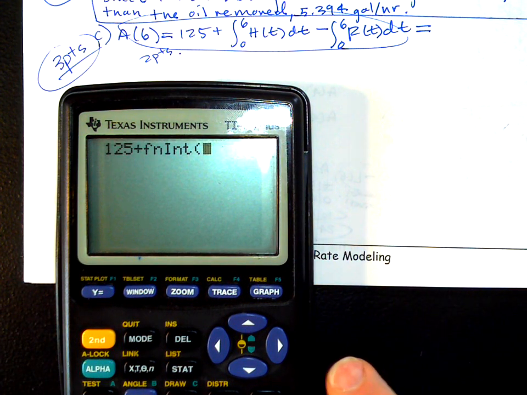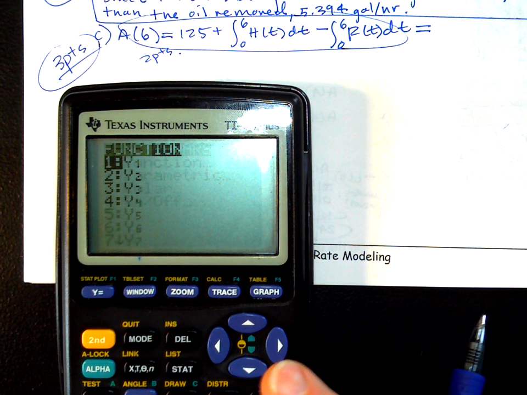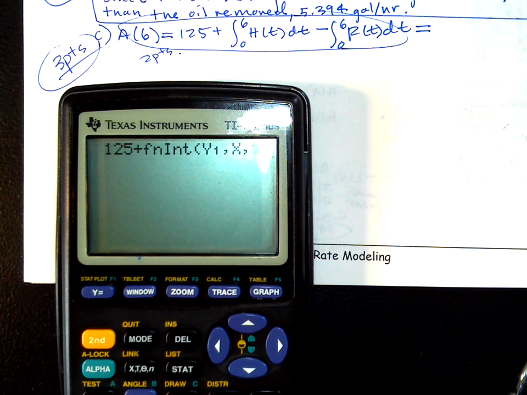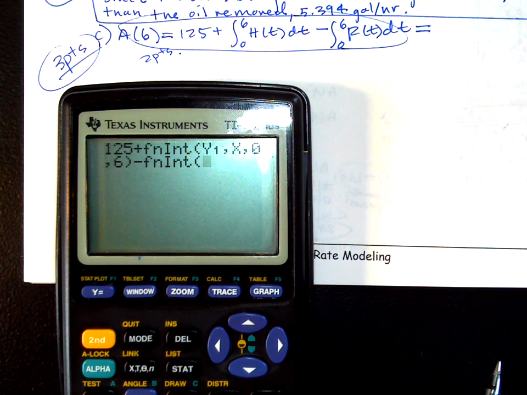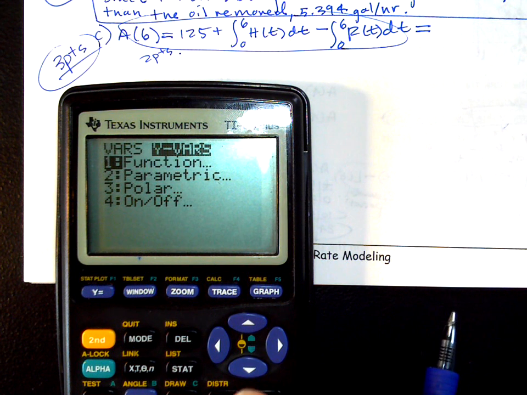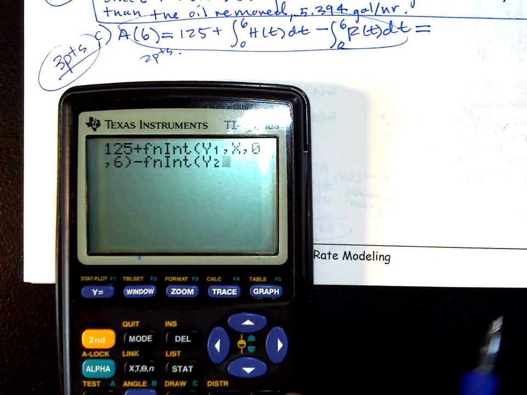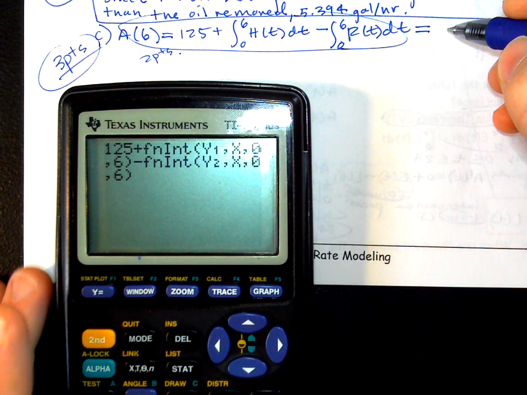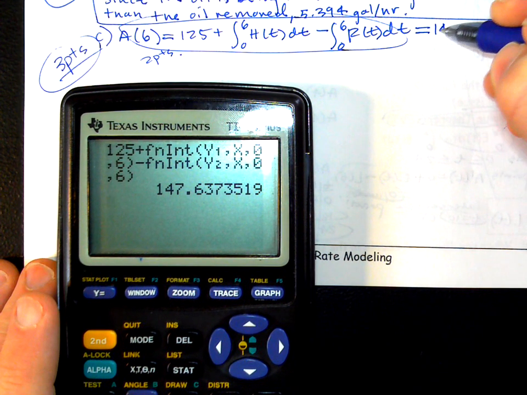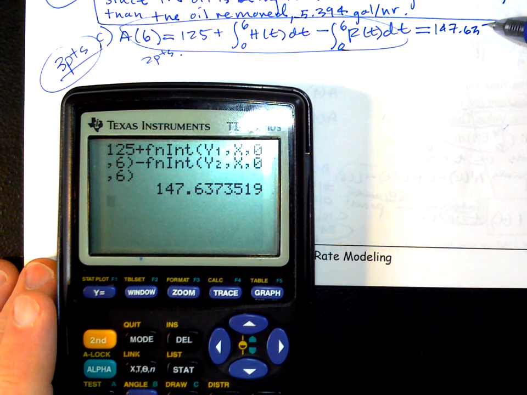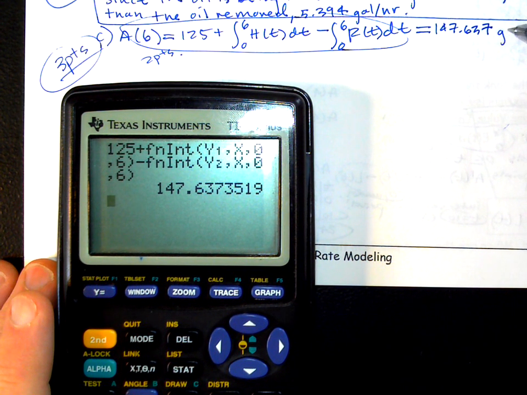125 math 9 vars y vars function y1 comma x comma 0 comma 6 minus math 9 vars y vars function y2. Make sure you do them in the right order, comma x comma 0 comma 6, and I hit enter, and this is going to give me the answer. So let's see, 147.637 rounded or truncated comes out the same.